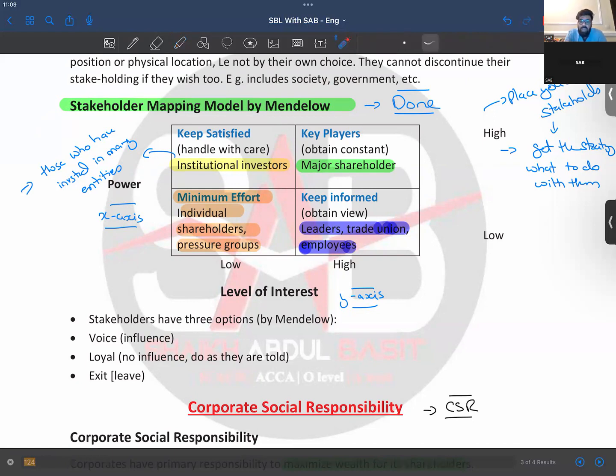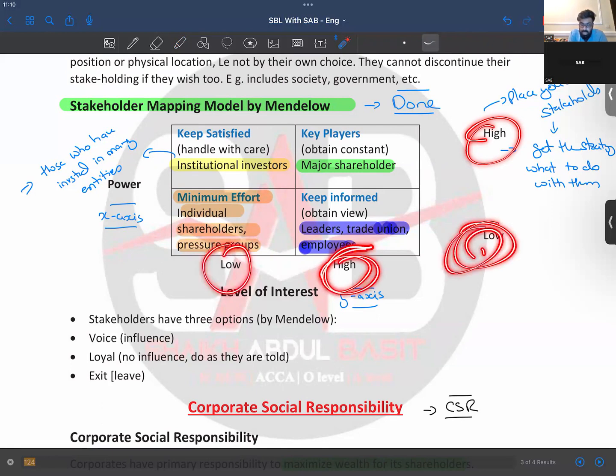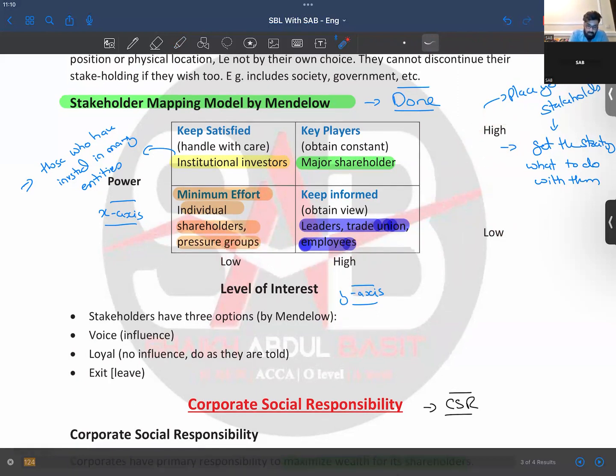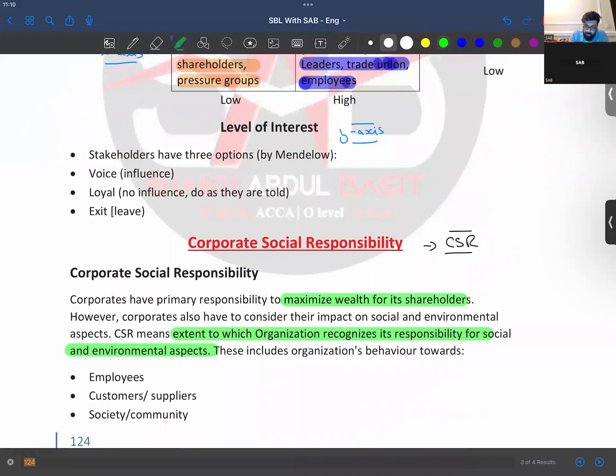So it gives you a strategy for what to do with the stakeholders who have high power and high interest, low power and high interest, low power and low interest, and low interest and high power. So you could just have a look into it. It was an easy model. CSR is being taught to you already. It's also a done one.